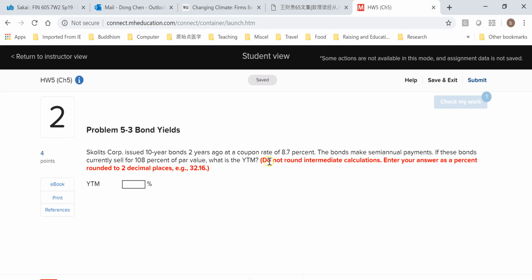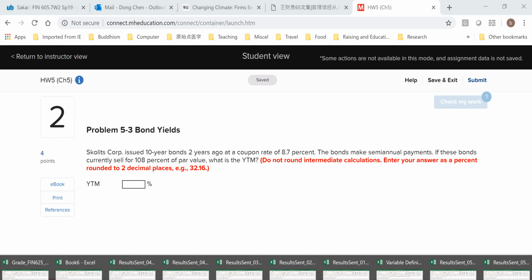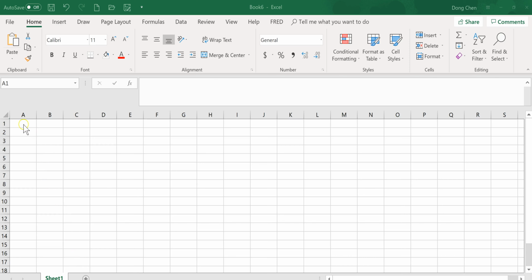And we should pay particular attention to this rounding requirement. Do not round intermediate calculations. Enter your answer as a percent rounded to 2 decimal places. I want to use Excel because it automatically meets this rounding requirement. It's very convenient to change the number of decimal places in Excel to meet this requirement. If we want to use Excel, we can use the so-called rate function.